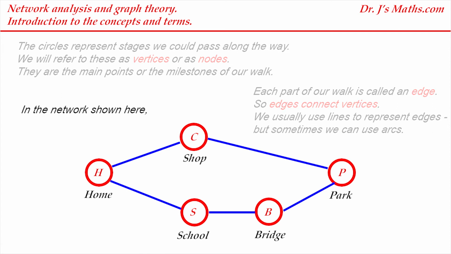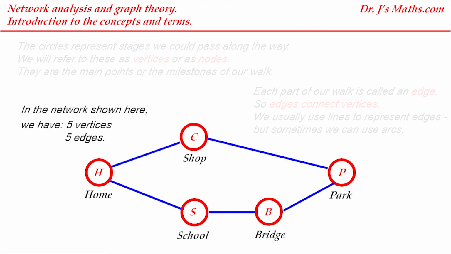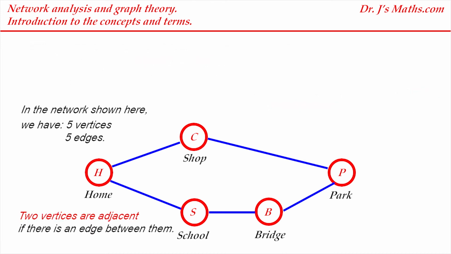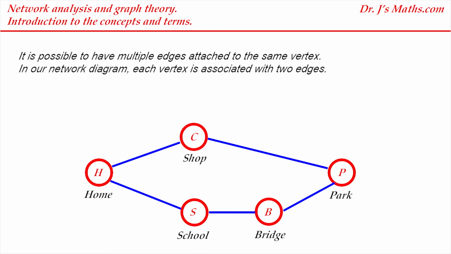In the network we have here, we have 5 vertices, which are the ones in circles, and we have 5 edges, which are the blue lines. Now, if 2 vertices have an edge between them, we say that those vertices are adjacent to each other. It is possible to have multiple edges attached to the same vertex. In our diagram, each vertex is associated with 2 edges. In C, for example, for the shop, we have one edge coming from home and we have another edge going to the park.